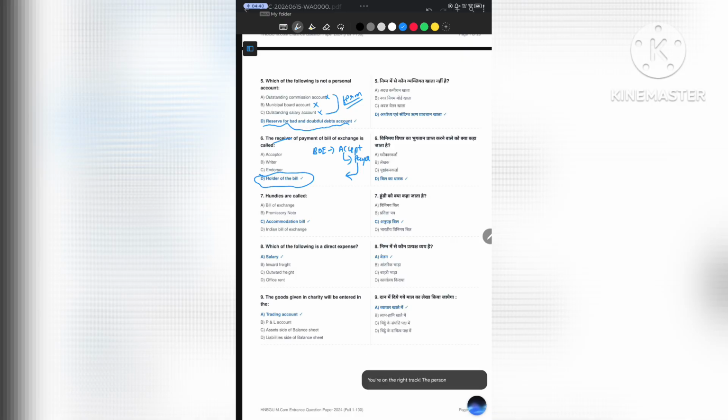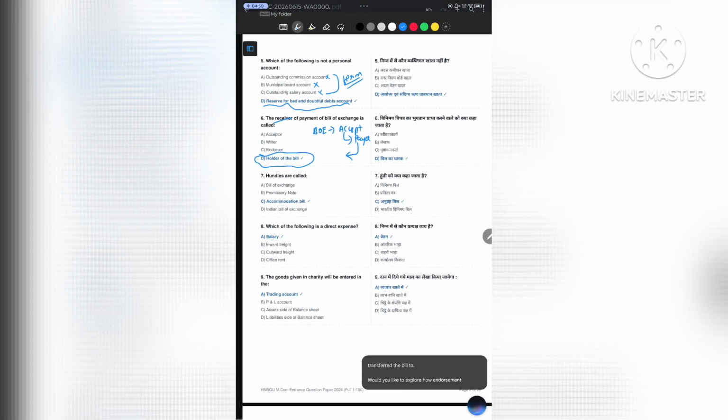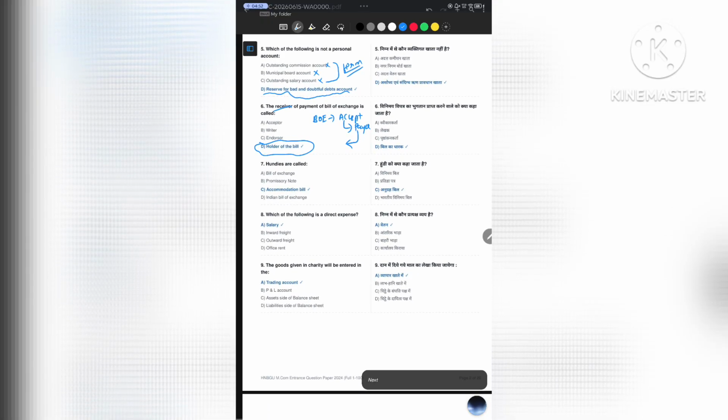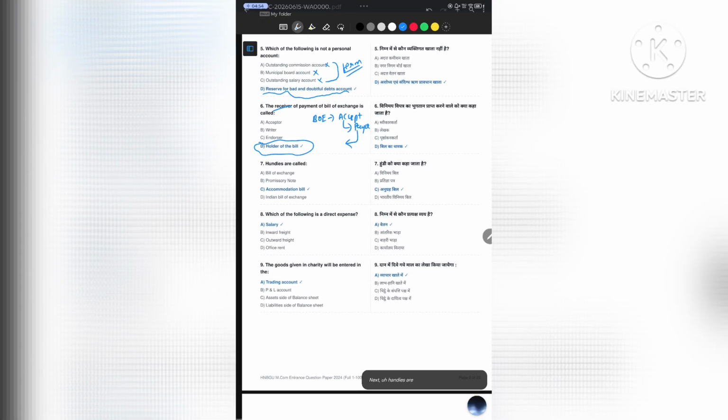You're on the right track. The person entitled to receive the payment on a bill of exchange is specifically called the payee. This could be the drawer of the bill or someone else the payee has transferred the bill to. Would you like to explore how endorsement works? Next, hundis are called an accommodation bill.